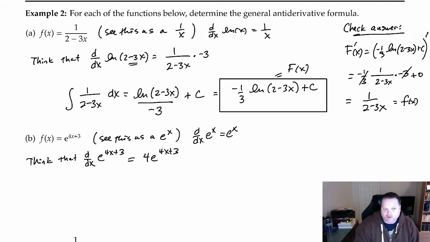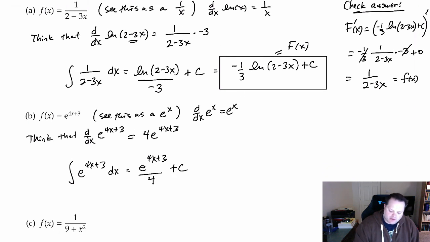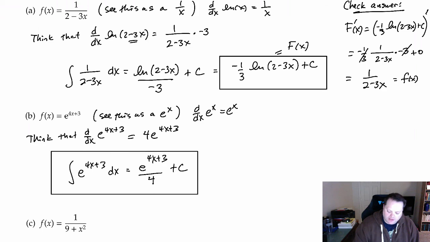So rather than multiply by 4, I'm going to divide by 4. So the integral of e to the 4x plus 3 would be the same thing, right? Because when you differentiate an e, you get that e back. But rather than multiply by 4, I've got to cancel that, so I'm going to divide by 4 instead. And so this turns out to be the correct answer.